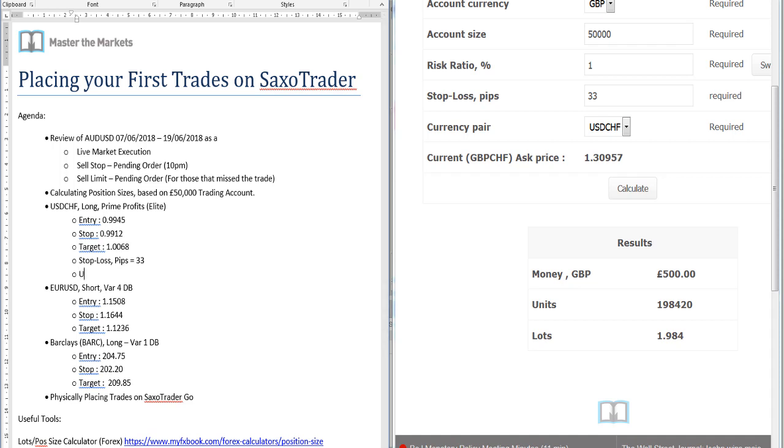So we're going to key that information in here as well, units, and the answer 198,420. So 198,420 units is what we're going to buy of US dollars just there. Okay, good. So we've sized that trade up. Now let's go to the trading platform and key in the values for this dollar Swiss trade. Now it is a long trade, and I'm buying at a worse price than where the current market is, which means I need a buy stop order, right?